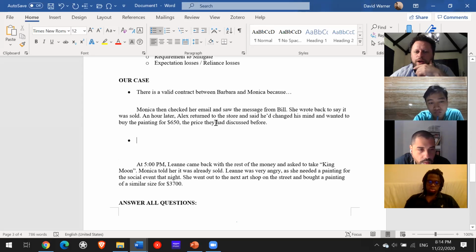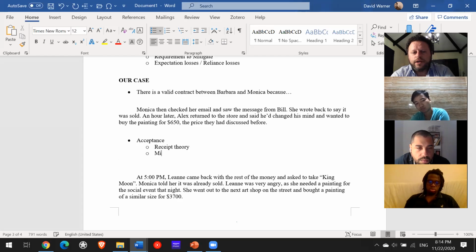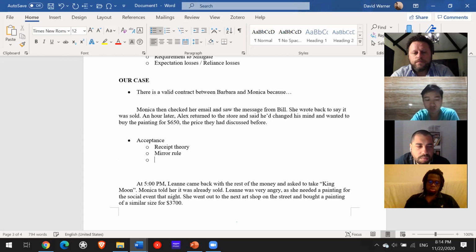What are we talking about in this paragraph? Acceptance again. I agree. We're back to acceptance. And really what we're talking about is the receipt theory, things like the receipt theory, the mirror rule. We're also talking about counter offers. Pretty much those are the three things we're talking about here.